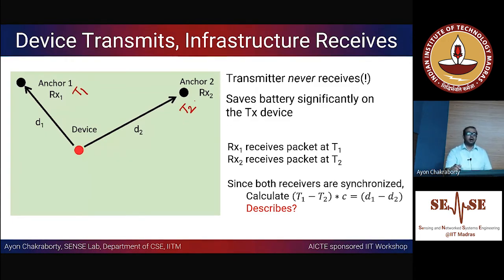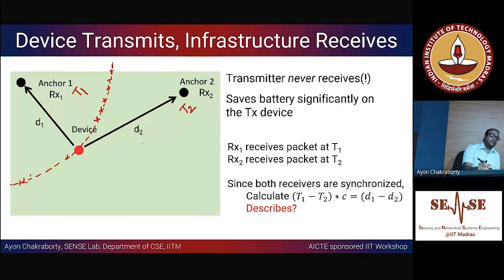Okay. So now my question is, what is the possible locus of this device? Because, as I told you in the last few classes, if I know that the device is at a distance of D1 from anchor 1, I could describe this as a circle. Any point on the circle that has a radius of D1 could be a possible location of the device, right?